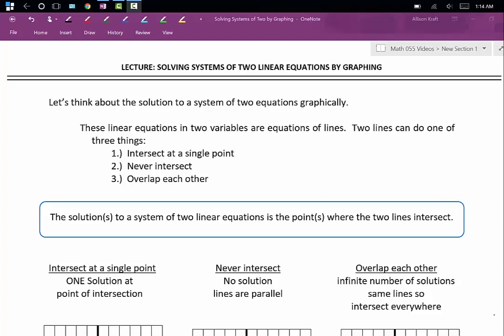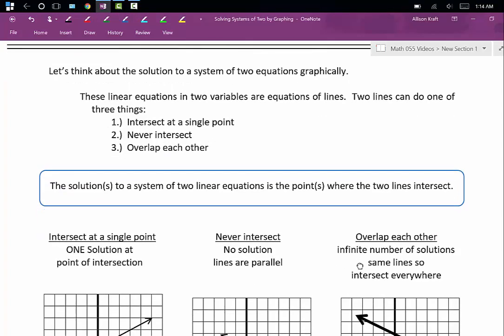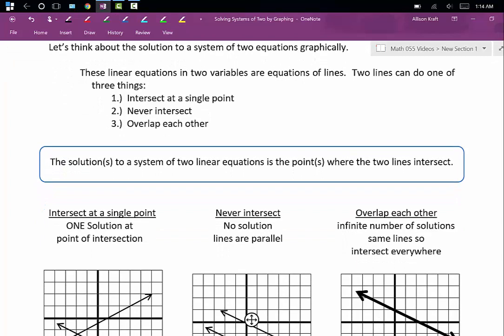In this lesson, we'll be looking at the graphical representation of the solution to a system of two equations and solve systems of two equations by graphing. So let's think about the solution to a system of two equations graphically. These linear equations in two variables are equations of lines. Two lines can do one of three things. They can intersect at a single point, never intersect, or totally overlap each other.